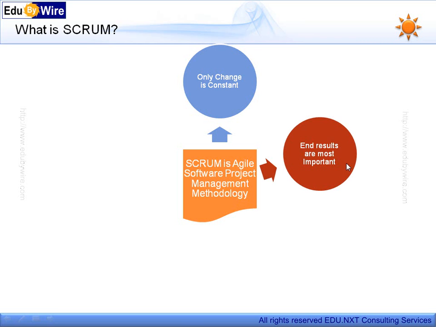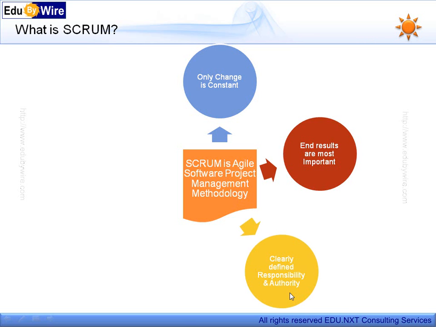Scrum is all about end results. Scrum gives importance to the outcome of the development process than the actual development process. It measures the progress in terms of features delivered than the tasks completed.